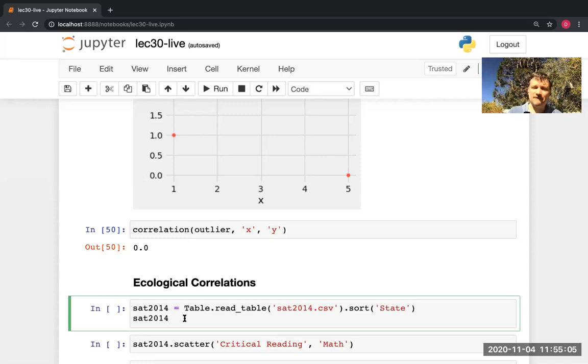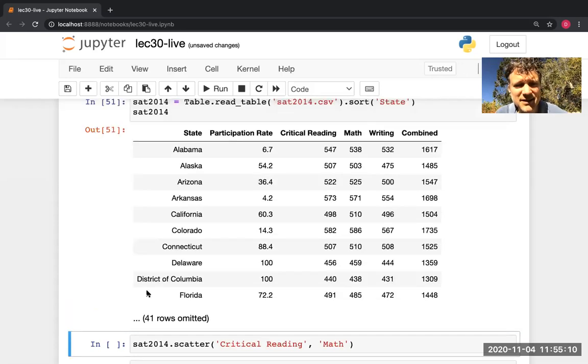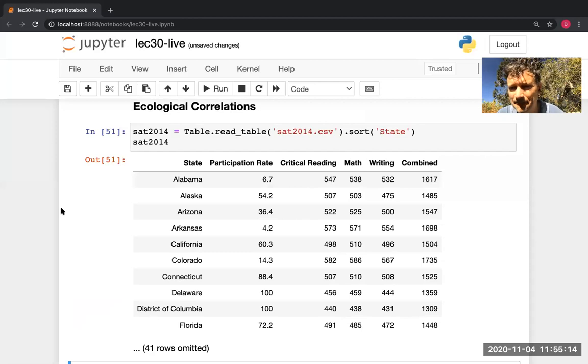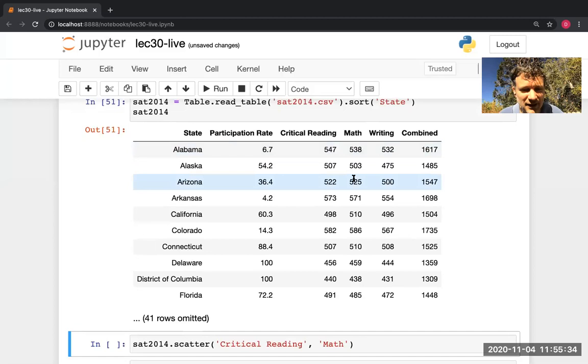And so let's look at SAT scores. And here's a data set. It's a little old, from 2014, that has data broken down by state. For each state, there's some information, and the part that we're going to be looking at here is the average math score for all the students in that state. So for instance, the average SAT math score for all the students who took the SAT in Alabama was 538. And we've got that for critical reading and math and writing.